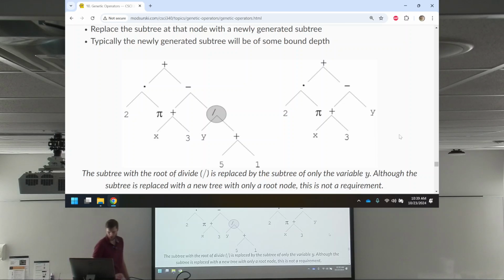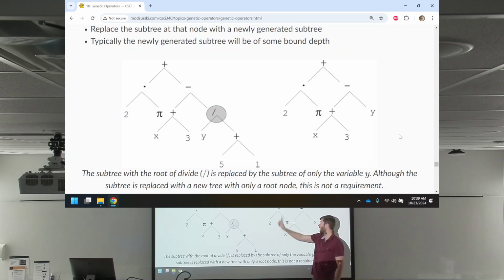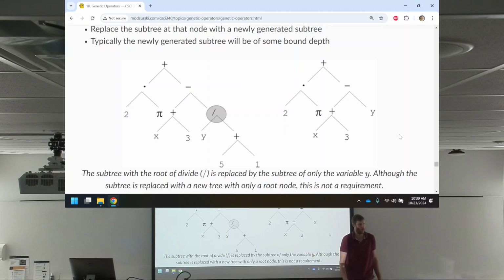Really what it'll come down to is how deep we want the tree. Internal nodes typically have to be operators, something that takes inputs. It could be a unary, binary, or trinary operator, it doesn't really matter. But here's a binary operator, here's a binary operator, so it's going to be some operator. And the leaves are going to be a terminal, whether it's a literal value or some variable. So we just arbitrarily pick, okay, I want a leaf, then pick from the terminal set.